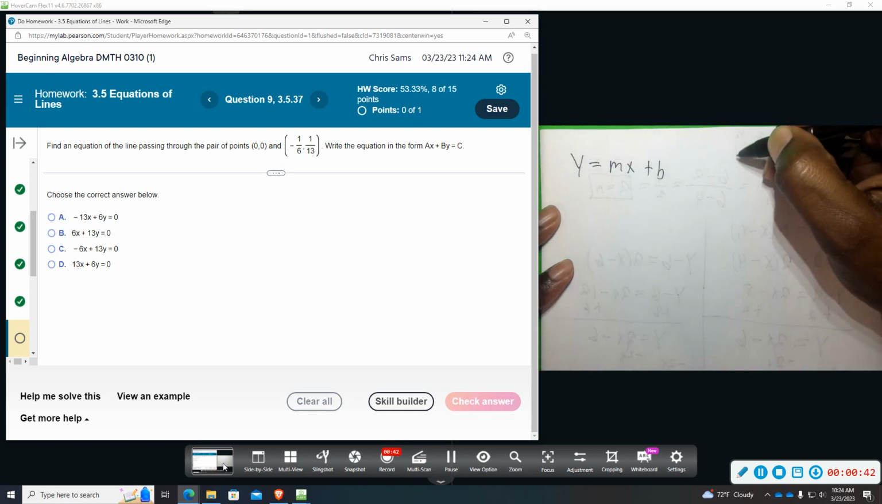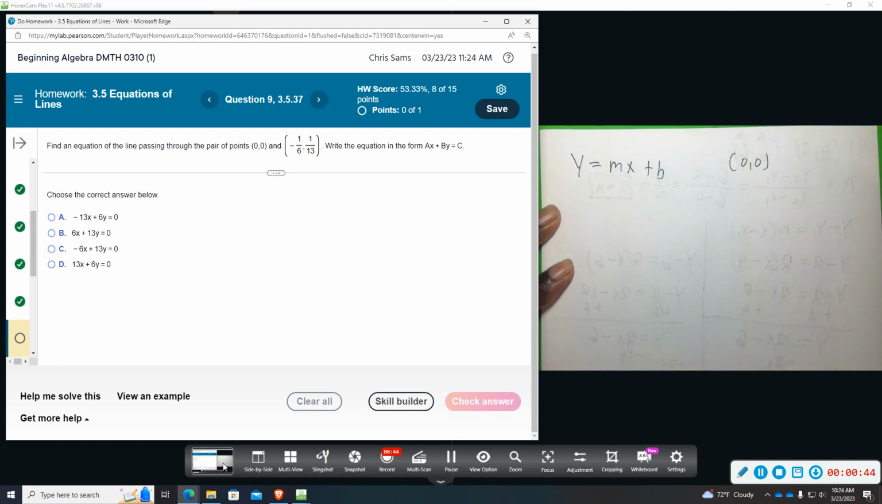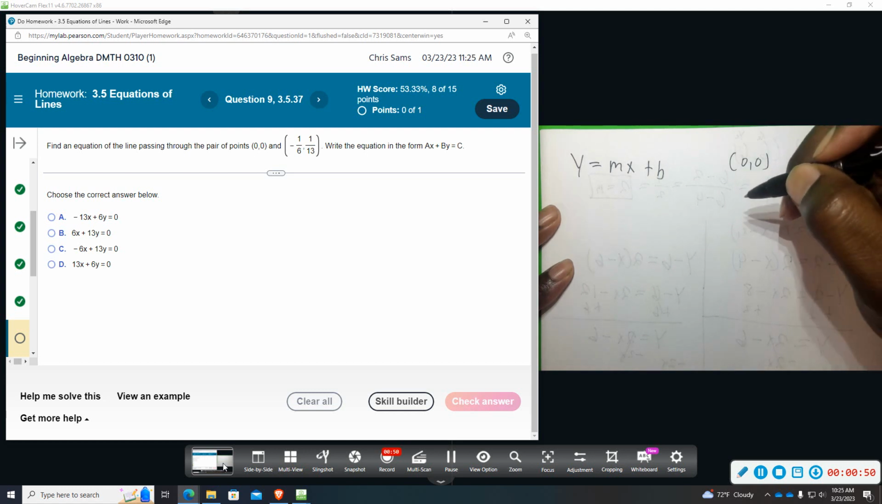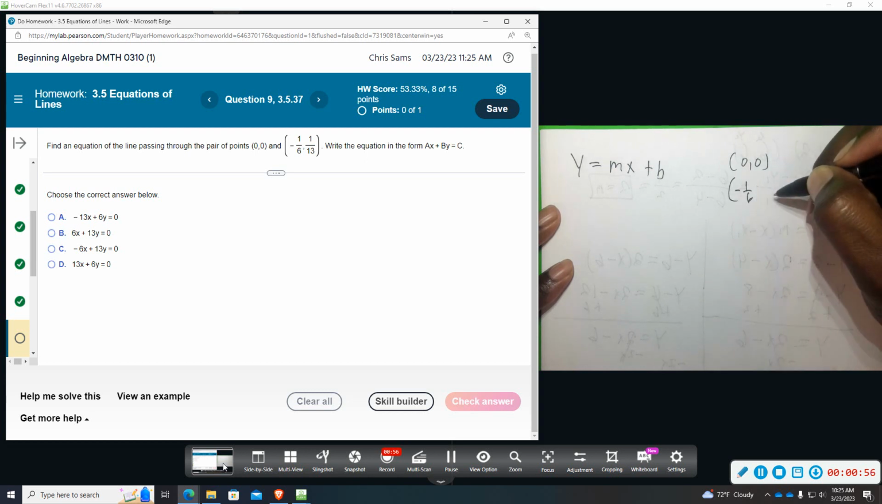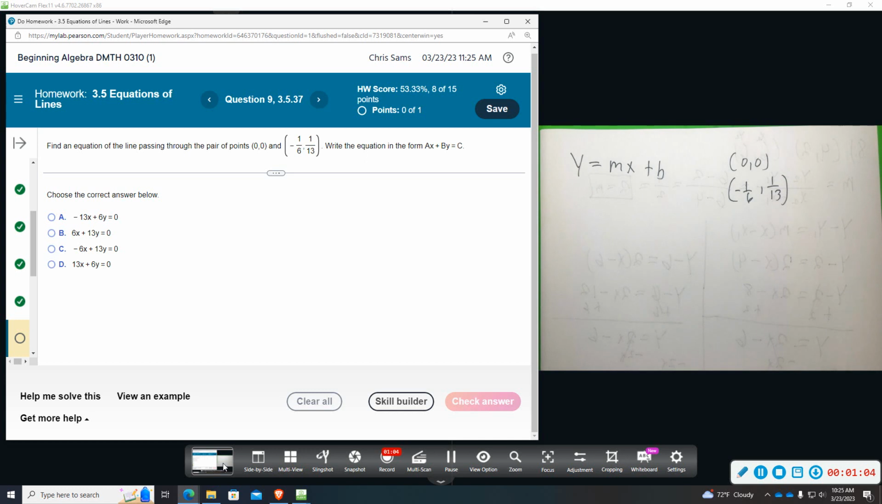So we're given 2 points. We're given the ordered pair 0, 0, and then we're given the ordered pair negative 1 over 6, and 1 over 13. So this is another method that you can use. You can do one of 2 things. You can find the slope, which is going to be a little bit more challenging because you have fractional ordered pairs. Either way, you're going to have to deal with some fractions.